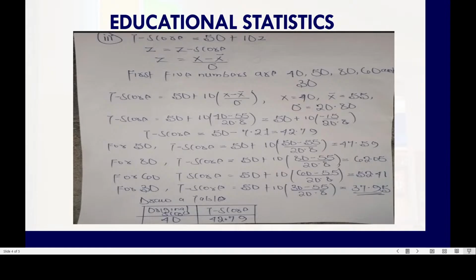Please, sir, this table that you drew here, what is it for? The table is for the original score, which is the score given to you, and the T-score. The original scores start from 40, 50, 80, 60, and 30. So that's why I drew a table for original score and the T-score. When the original score is 40, what is my T-score? 42.79. And you now go to the next. What's the next score? 50. What's your T-score there? 47.5. That's how you write it down to the last number.